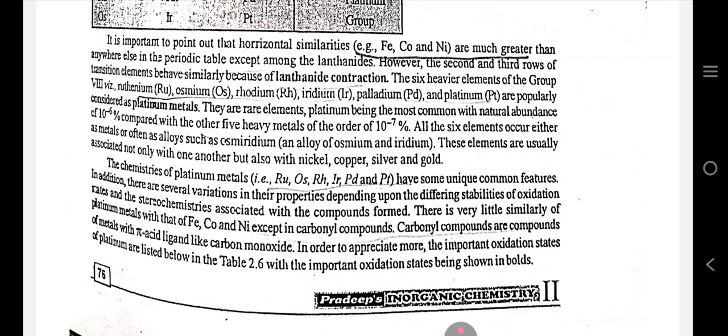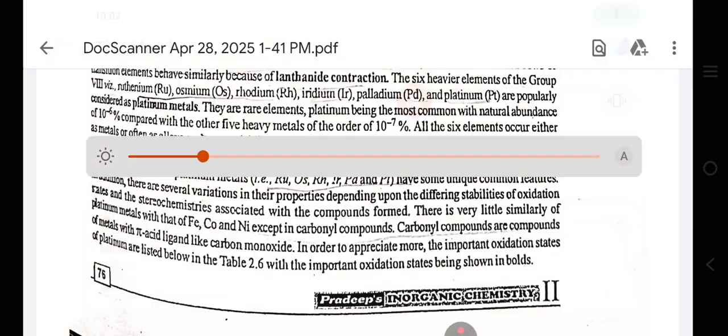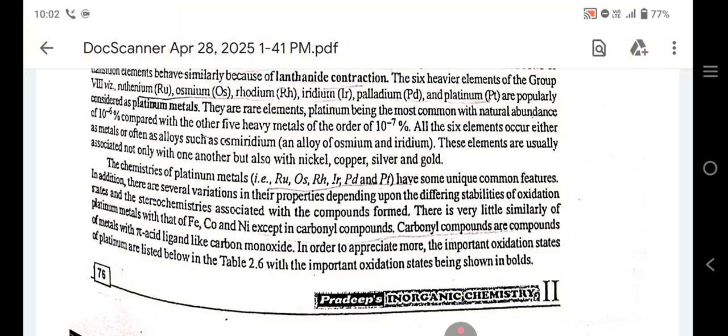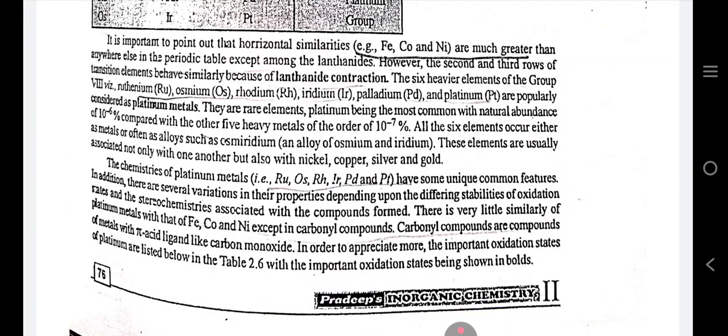All the 6 elements occur either as metals or often as alloys such as osmiridium, an alloy of osmium and iridium. These elements are usually associated not only with one another but also with nickel, copper, silver and gold. The chemistries of platinum metals have some unique common features. In addition, there are several variations in their properties depending upon the different stabilities of oxidation states and the stereochemistries associated with the compounds formed.